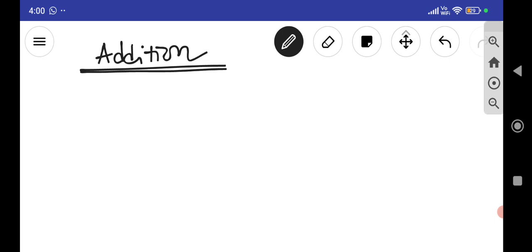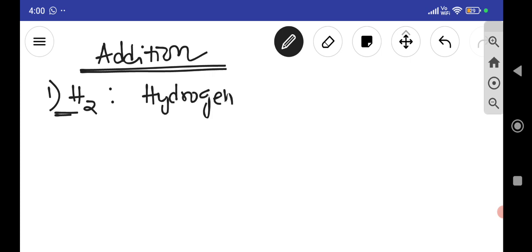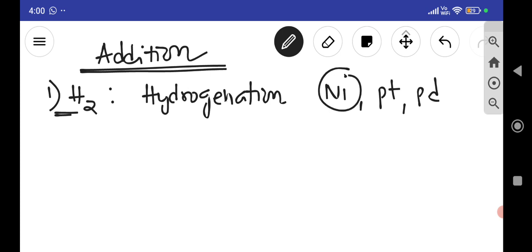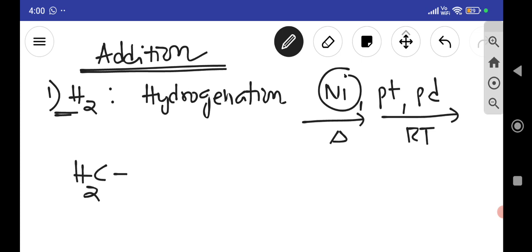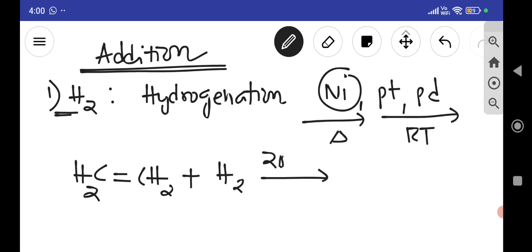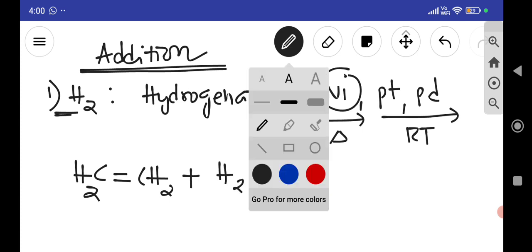Next, what are the chemical properties? Very important reaction: unsaturated compounds always undergo addition reactions. In this, if you are adding hydrogen, then that reaction is called hydrogenation. And a very important thing is, what is the catalyst used here? Nickel, platinum or palladium. If you use nickel, you need to heat this. If you are using platinum or palladium, room temperature is enough. So we have ethene, and we will discuss addition of hydrogen H2 to this. So at 200 degrees in the presence of nickel catalyst, what will happen?